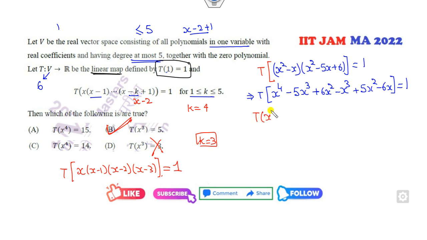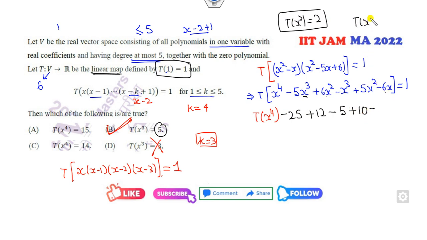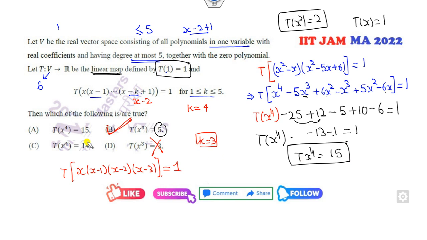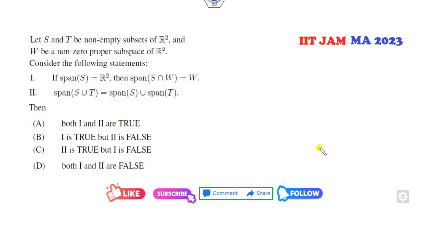Now I substitute the values. What is x cube? I obtained it as 5, so it's minus 25. T of x square I computed as 2 earlier, so it is plus 12. X cube I computed as 5, x square as 2, T of x as 1. So the value of T of x⁴ is minus 13 minus 11 plus 10, which is minus 1. So T of x⁴ will be 14 plus 1, that is 15, which is the right answer of this problem. So this is the way you can easily solve this problem.